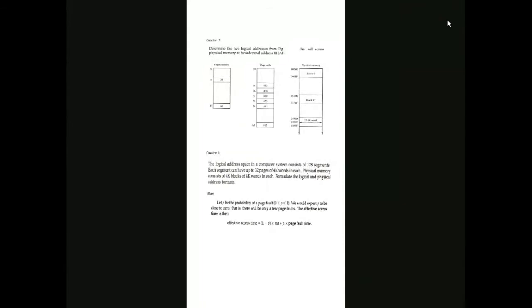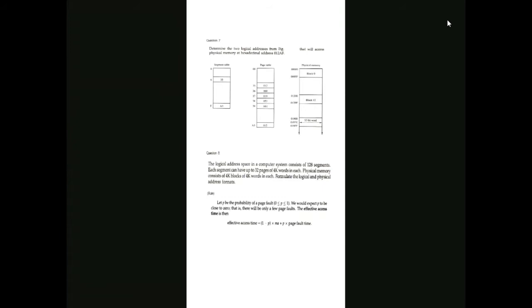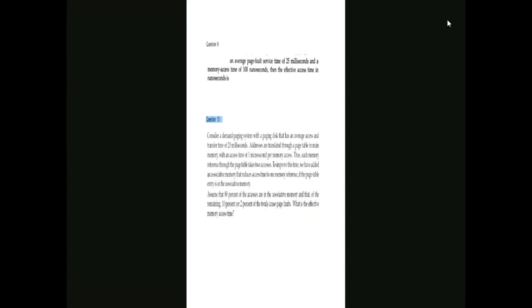So now we will begin with problem 5. Today in this session, we will see problem 5 and problem 6, and we'll also see problem number 7, 8, 9, and 10.